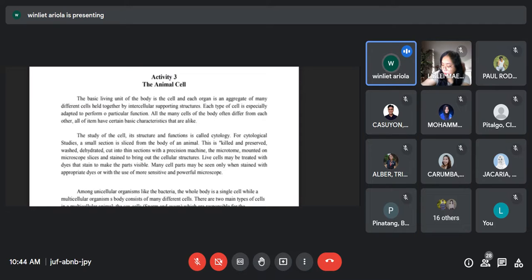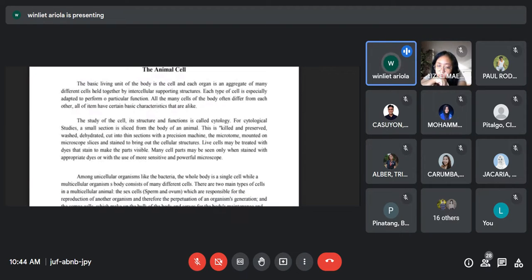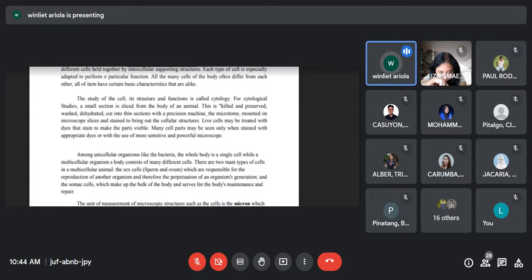So each type of cell is especially adapted to perform a particular function. All the many cells of the body often differ from each other, but all of them have certain basic characteristics that are alike. That's why we have different types of cells, no? So merong different shapes and different functions. The study of cell is called cytology. Remember, if the study of tissue is called histology, the study of cell is called cytology.